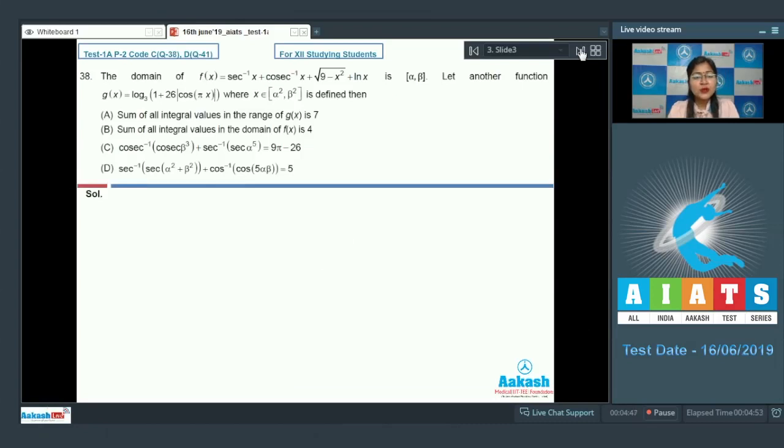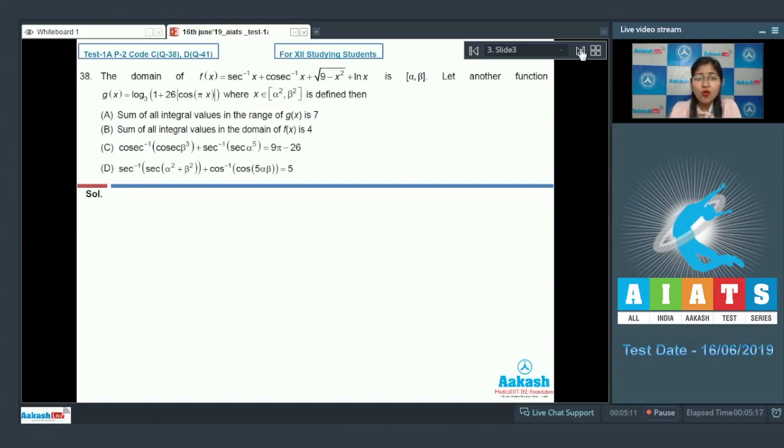Next, let's discuss question number 38, which says that the domain of function f(x) equal to secant inverse x plus cosecant inverse x plus under root 9 minus x square plus ln x is alpha to beta. Let another function g(x) also be given, where x belongs from alpha square up till beta square. So we have to answer the following questions.